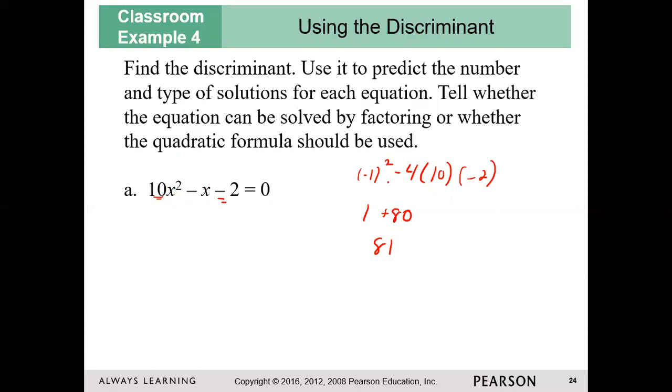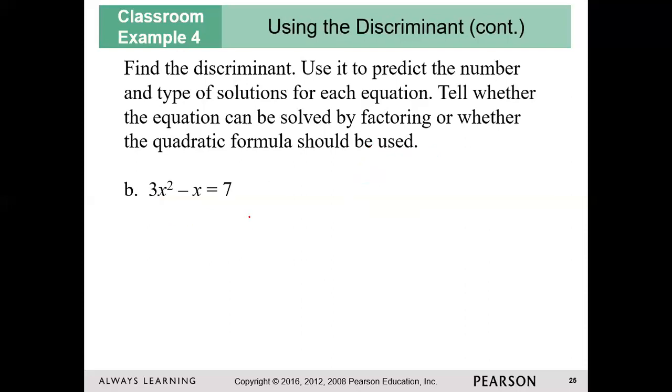So if you just do the b squared minus 4ac part, this is the discriminant, that will tell you whether or not you could factor it and what type of solutions you're going to get. Okay, so this could be factored.